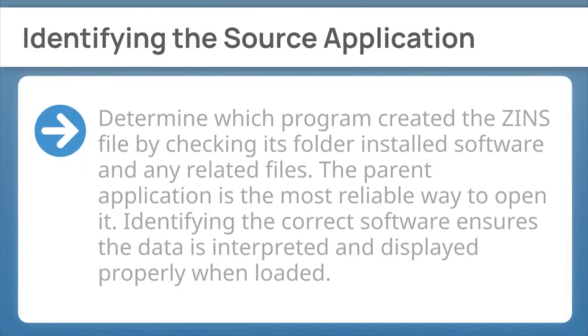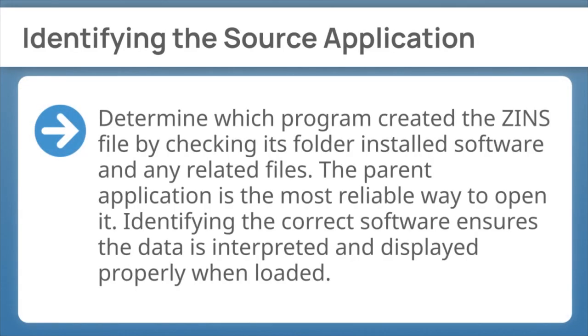First, identifying the source application. Determine which program created the ZINS file by checking its folder, installed software, and any related files. The parent application is the most reliable way to open it. Identifying the correct software ensures the data is interpreted and displayed properly when loaded.